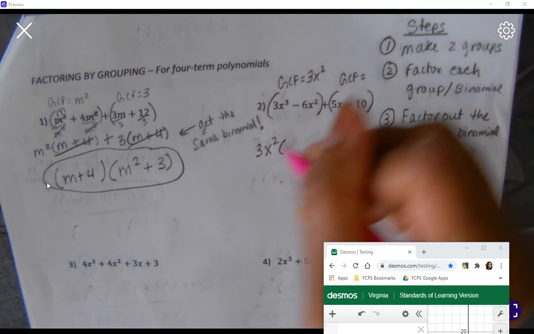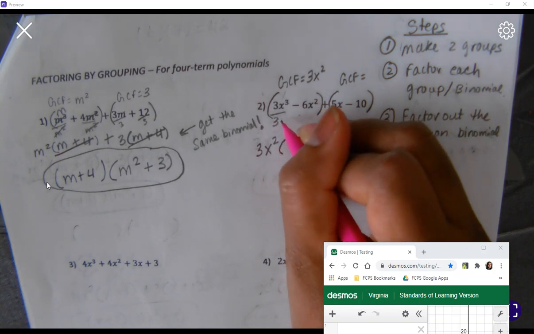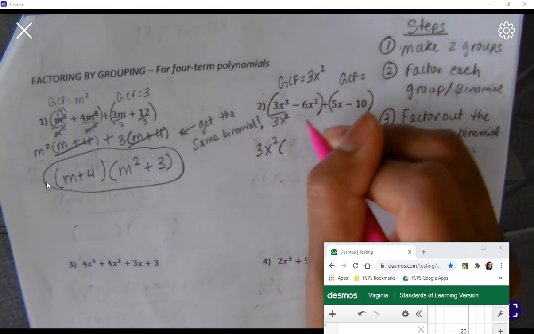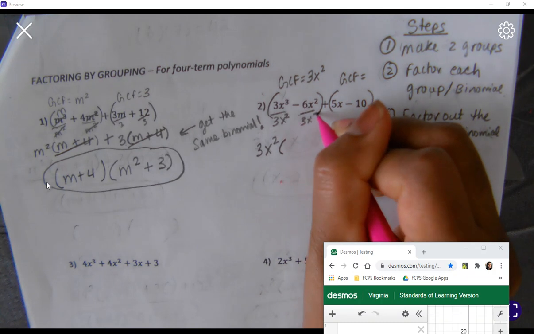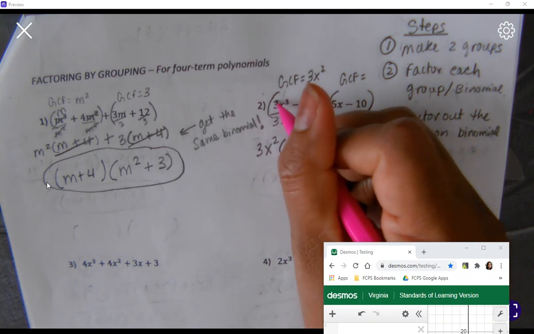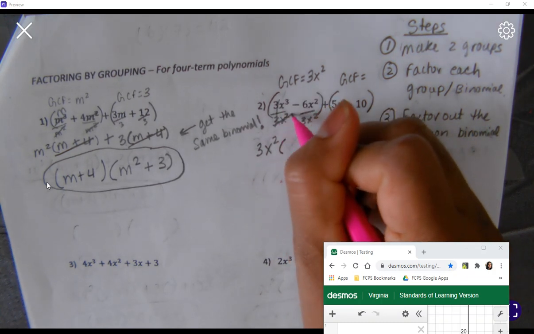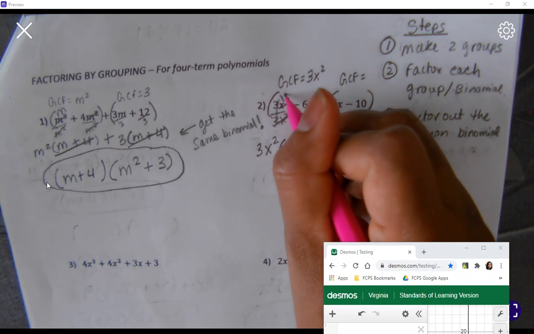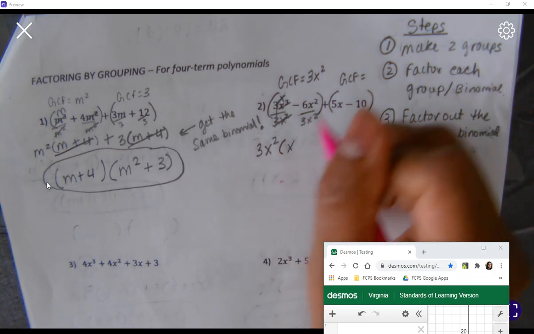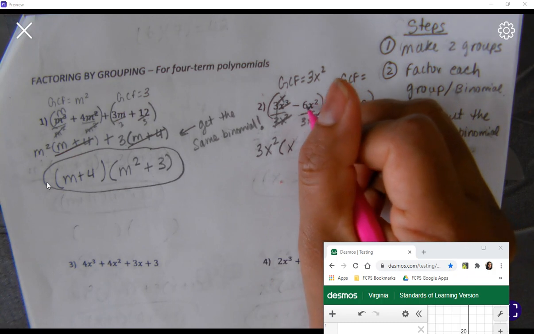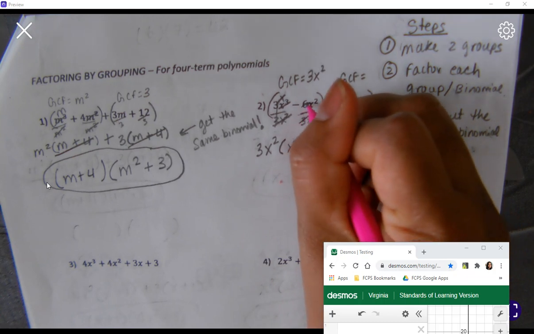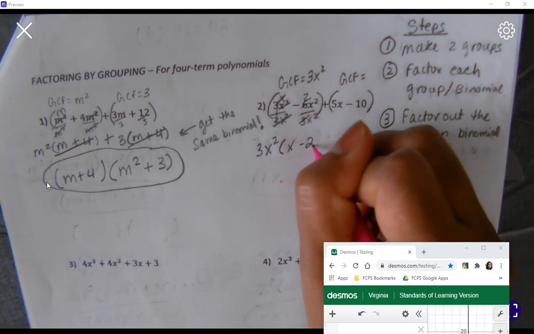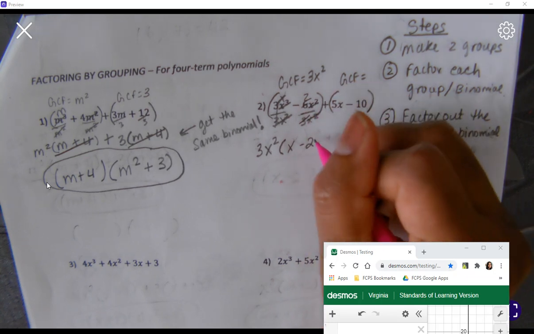So let me just divide this out. So you divide out the greatest common factor. So 3 divided by 3 goes away, x squared goes away, x squared goes away. So you just have x by itself here. And then you have here 6 divided by 3 is 2, so minus 2. And then the x squared goes away.